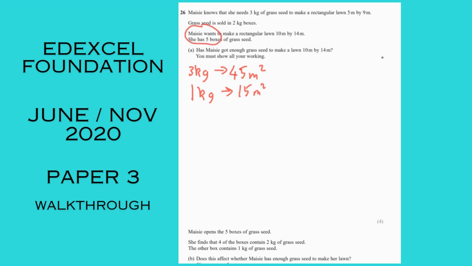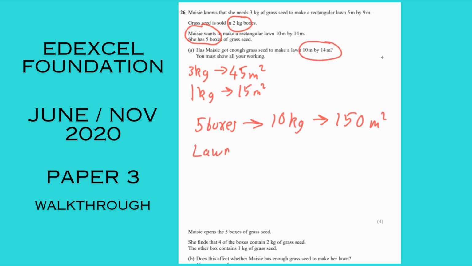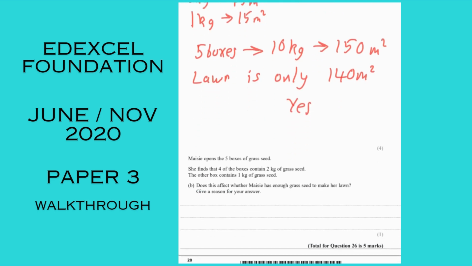Maisie has 5 boxes. 5 boxes means she has 10 kilograms. 10 kilograms means she can do 150 meters squared. Her lawn is 10 lots of 14. Has Maisie got enough grass seed? Yep, with 10 left to spare.